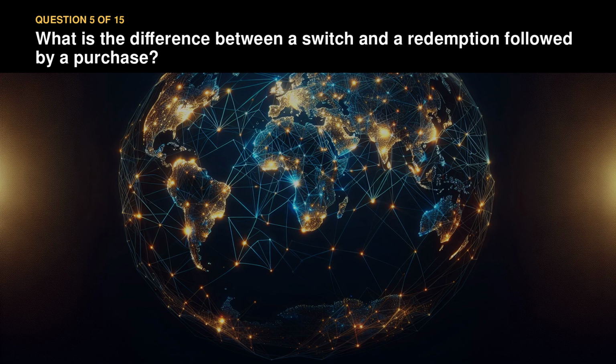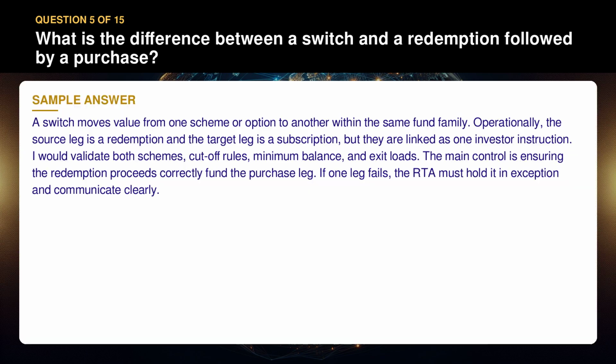Question 5. What is the difference between a switch and a redemption followed by a purchase? A switch moves value from one scheme or option to another within the same fund family. Operationally, the source leg is a redemption, and the target leg is a subscription, but they are linked as one investor instruction. I would validate both schemes, cutoff rules, minimum balance, and exit loads. The main control is ensuring the redemption proceeds correctly fund the purchase leg. If one leg fails, the RTA must hold it in exception and communicate clearly.